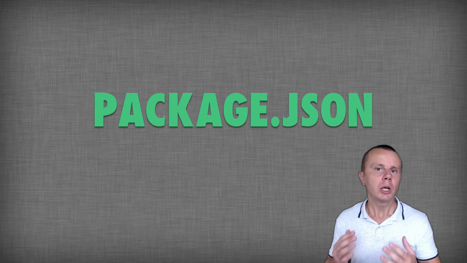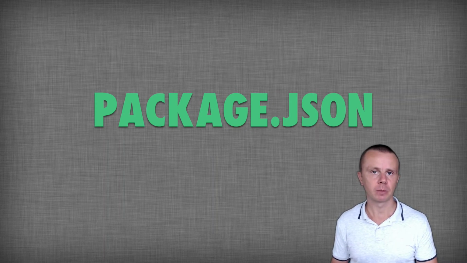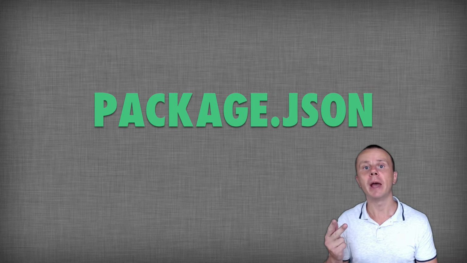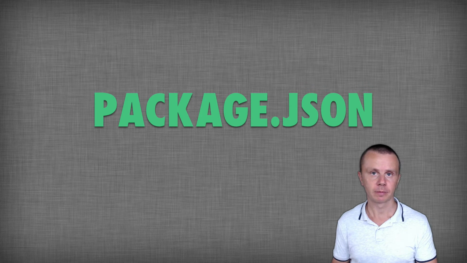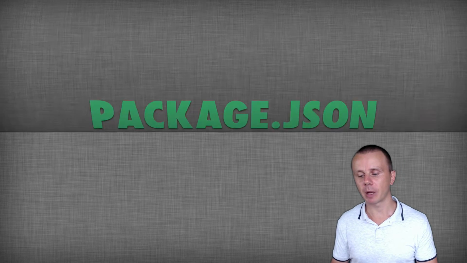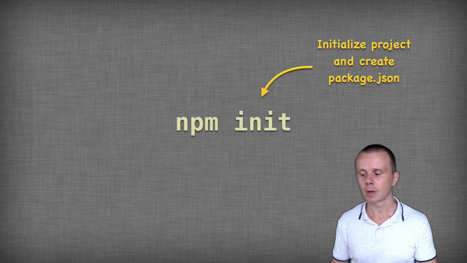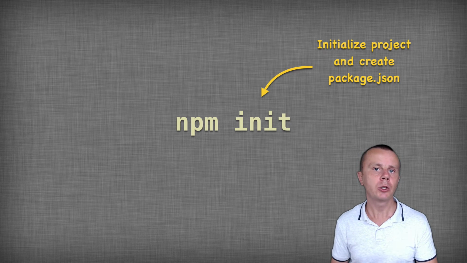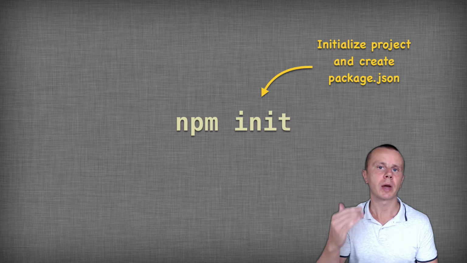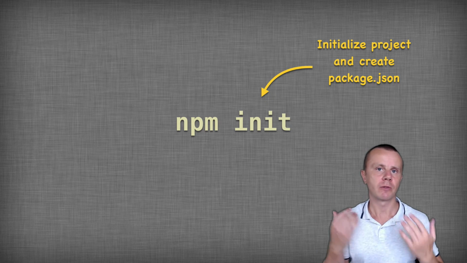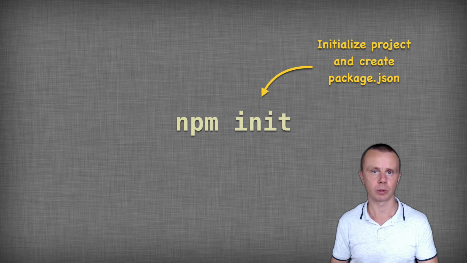Okay, how can you create a package.json file? You can create it either manually or with the help of NPM or Yarn. There is a special command called npm init or yarn init. This command will guide you through a list of interactive prompts, and you will set the name of your project, the version, the author, and so on.